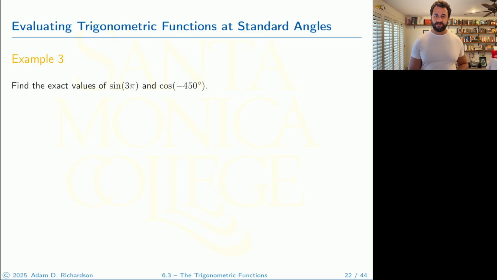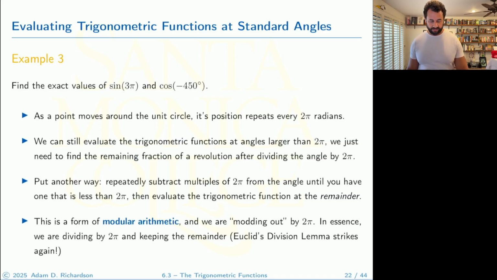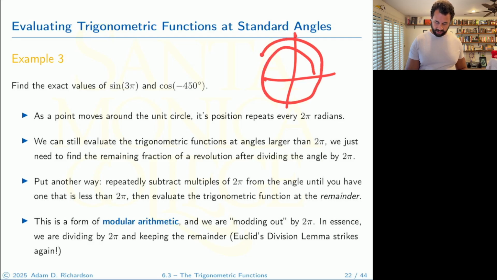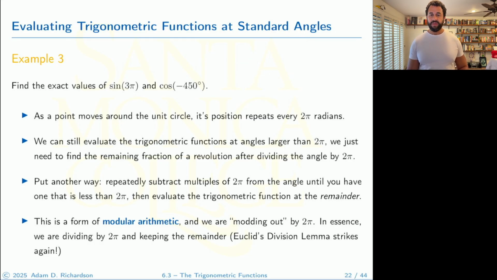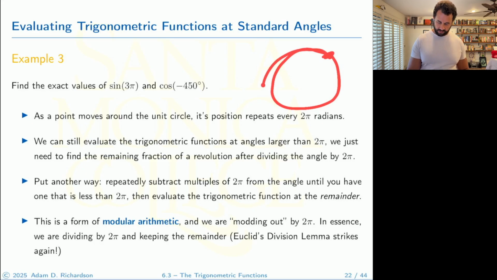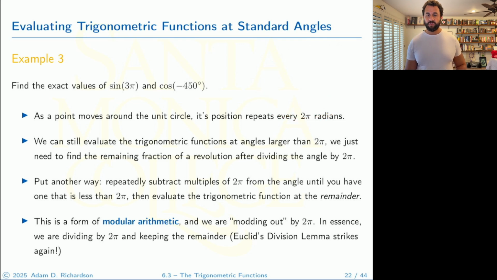So we're going to find the exact value of sine of 3 pi. All right. So remember, as a point moves around a circle, where's 3 pi? That's 2 pi. That's 3 pi, right? So we're facing that direction at the end. But as the point moves around the circle, its position repeats every 2 pi radians. If I am here and then I go around a full revolution, I'm back here, and I go around again, and I'm back here, and I go around again, and I'm back here. So it repeats every 2 pi radians. We can still evaluate the trig functions at angles that are larger than 2 pi.